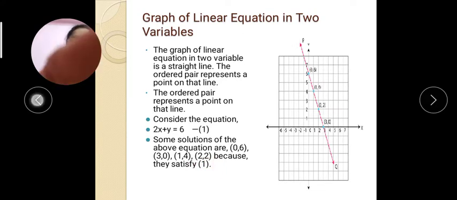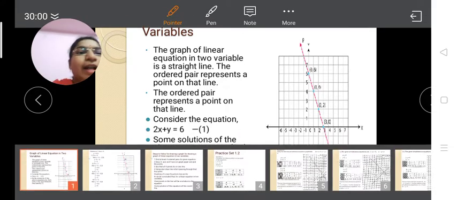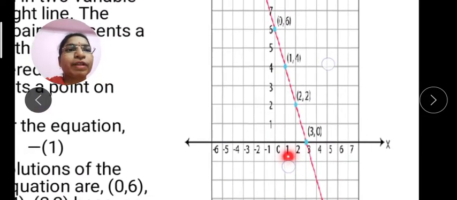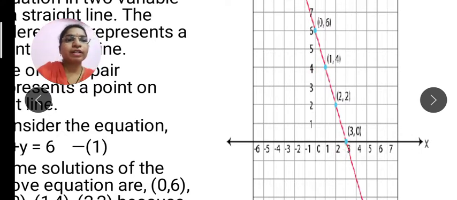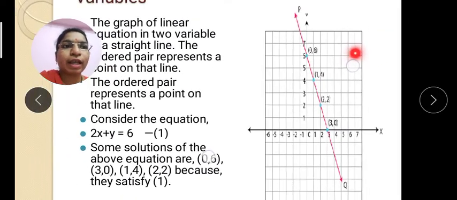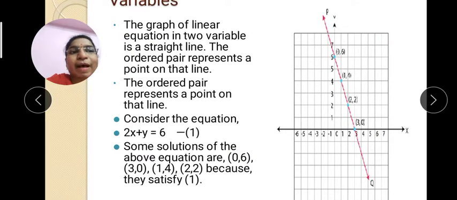These are the points. Okay friends, and how to plot? Now look at the graph. The first point is (0, 6), meaning 0 on the x axis and 6 on the y axis. The second point is (1, 4), 1 on the x axis and 4 on the y axis. Then the third point is (2, 2). The x coordinate is 2, the y coordinate is also 2. And the fourth is (3, 0), so the x coordinate is 3 and the y coordinate is 0. By using a ruler, you can draw the line passing through these 4 points.